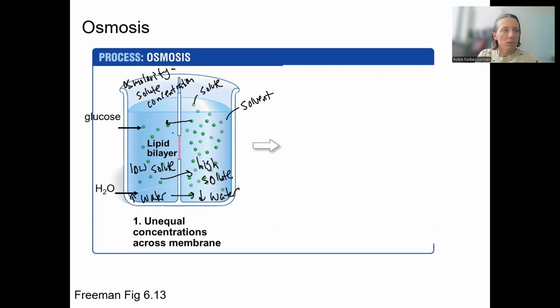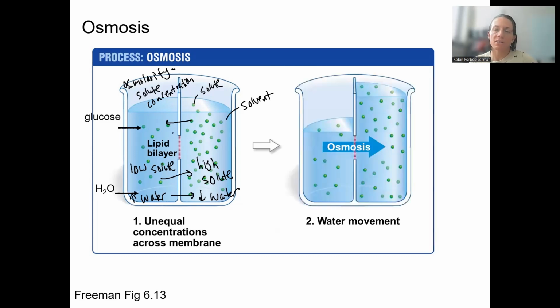What would this look like over time? It's going to look like this. Osmosis has moved the water to the right. We now have osmolarity in equilibrium. And that was spontaneous.